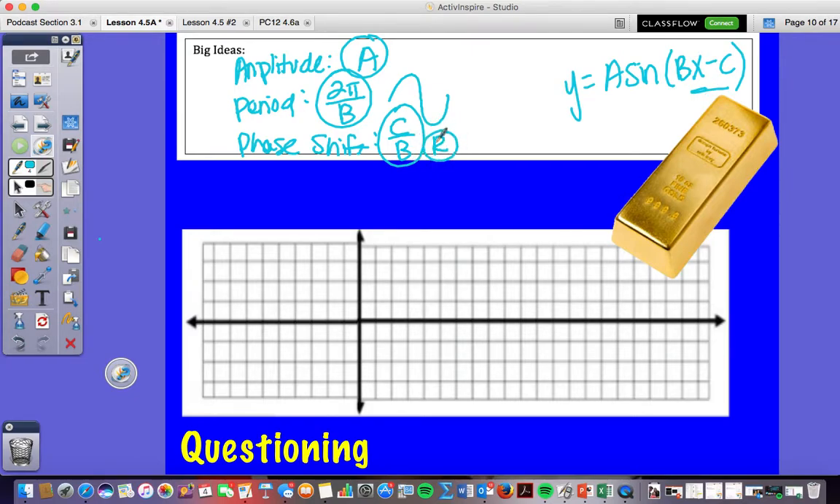Good. So if period is the amount that I travel, phase shift is where I start. Nicely done, Andre. I just felt good there. Okay. So this is where we start.